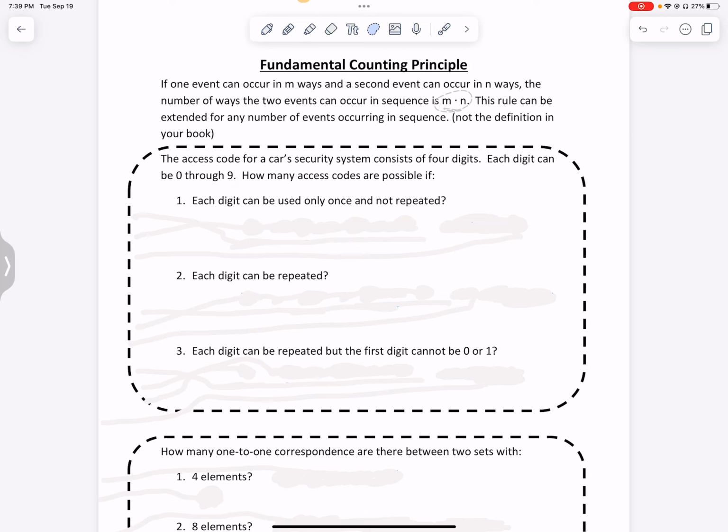Each digit can be 0 through 9. In other words, you can't have a 10 as one digit, right? So 0 through 9. How many access codes are possible if each digit can be used only once and you cannot repeat it? So that means, let's see, we've got 4 digits.